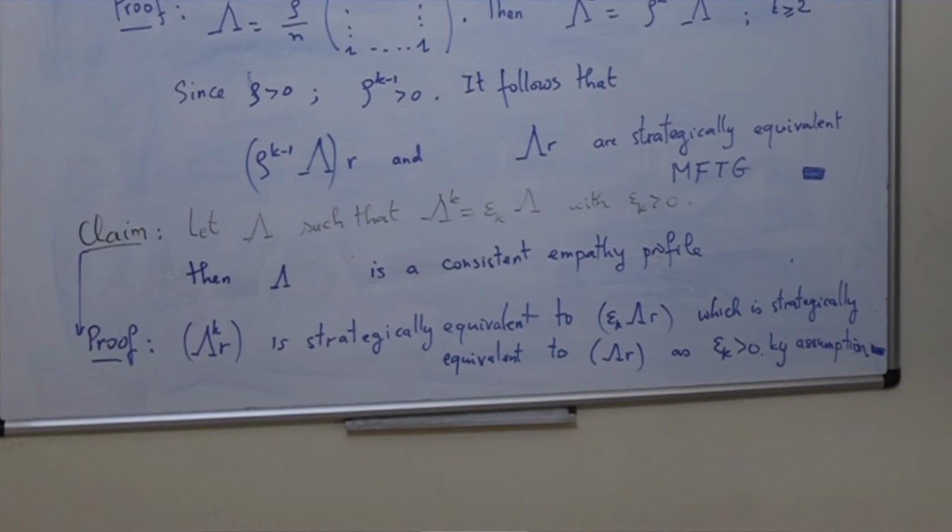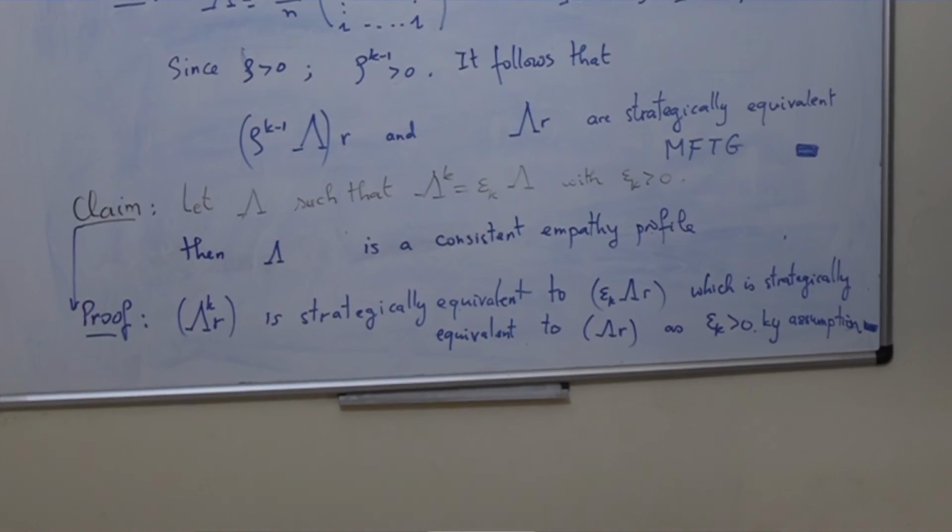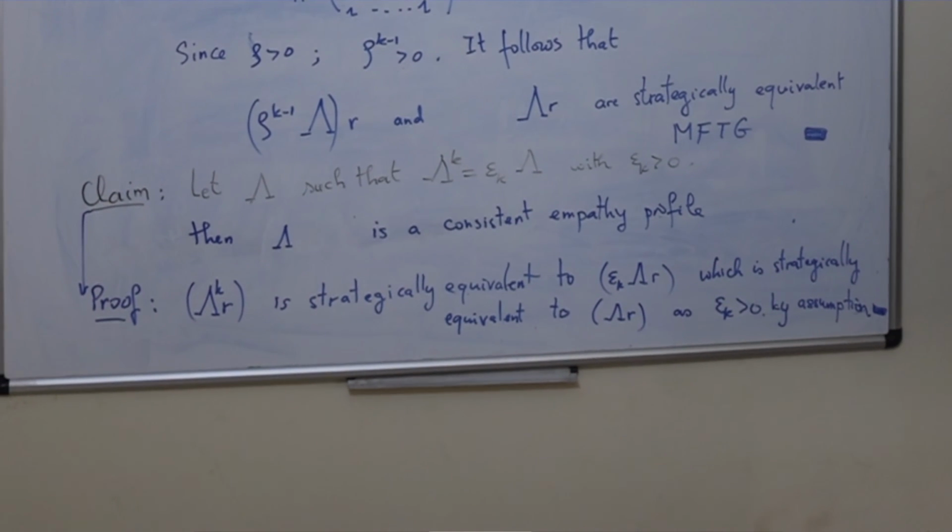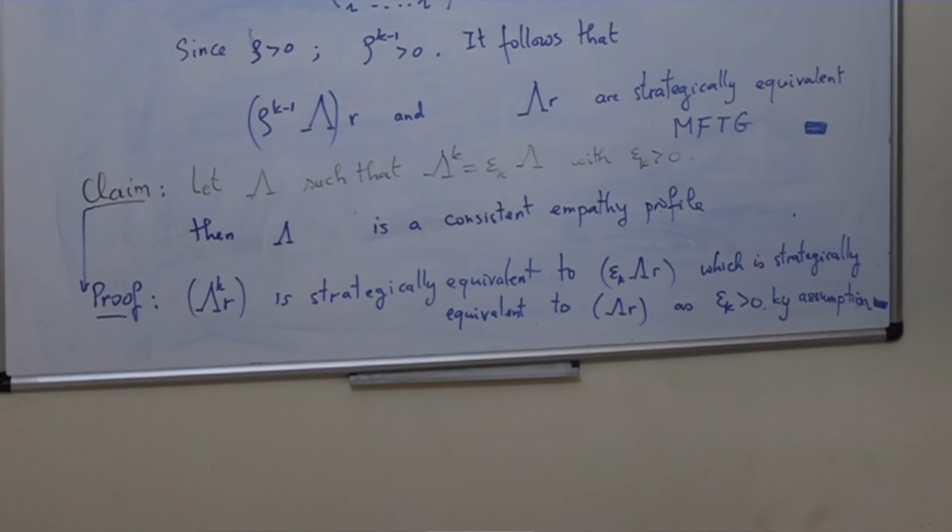And this extends to a more general case: for any matrix lambda such that lambda to the power k is equal to epsilon k times lambda, with epsilon k positive, you get a consistent empathy profile. And when epsilon k changes sign, you get an inconsistent empathy profile. And an inconsistent empathy profile might go to self-negation, might go to spitefulness, among others. Okay, so these are the preliminary results that I would like to share with you today.